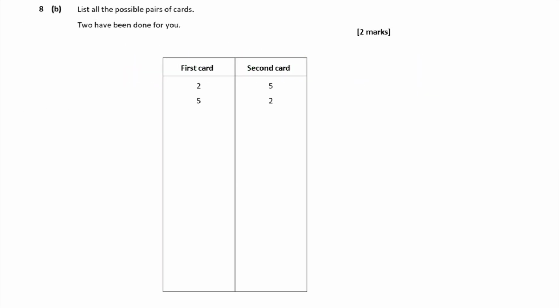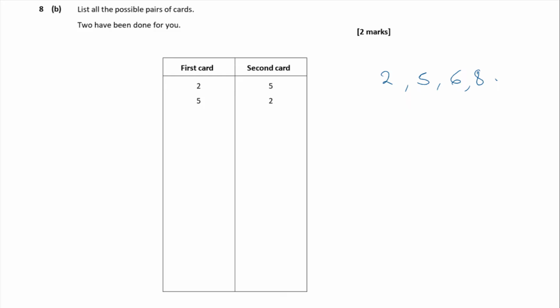Question 8b, list all of the possible pairs of cards. 2 have been done for you. Right, I'm just going to quickly write down my numbers again: 2, 5, 6, and 8, so don't forget. Okay, so they're the cards. Now, actually, I'm a bit annoyed that they've done some, because I like to be systematic about ranking my cards. And the fact that they've done 2 for me in an order that I wouldn't normally do it in is a little bit annoying.